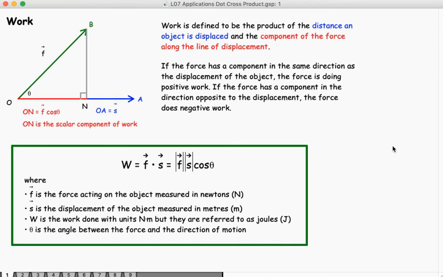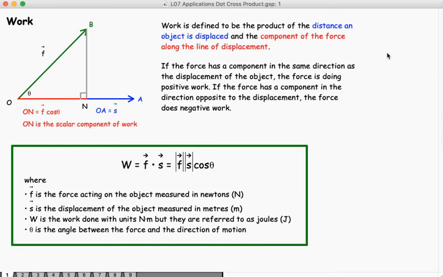All right, we're continuing our work in Unit 7. This is the last lesson we have to do in Unit 7, and this is going to be applications of the dot and cross products. So the first application we're going to look at is work.